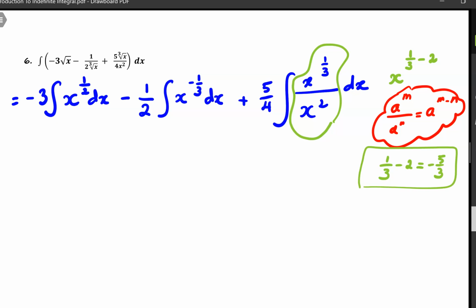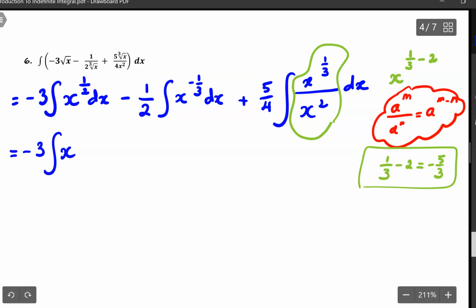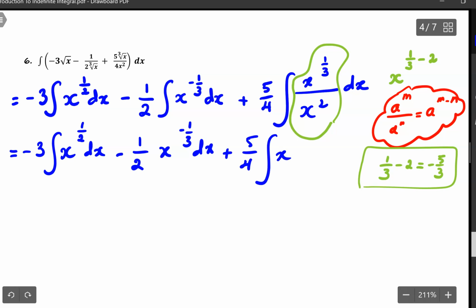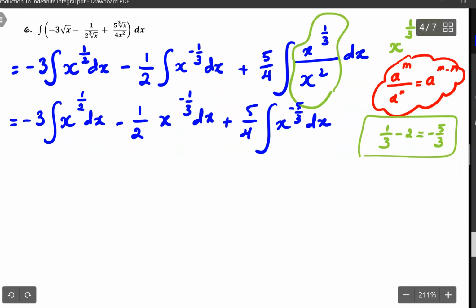1/3 minus 2 will give me -5/3. Then I will have the cube root of this, I mean -3 times x raised to the exponent a half. This one I will have x to the -1/3 dx, and this is 5/4, and the integral of x raised to the exponent -5/3 dx. The next step is to add 1 to the exponent and then divide by the result.